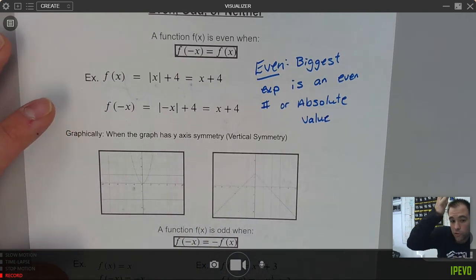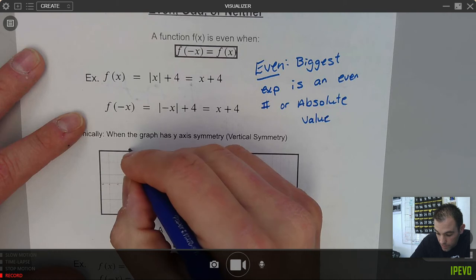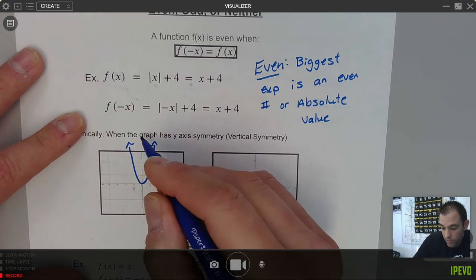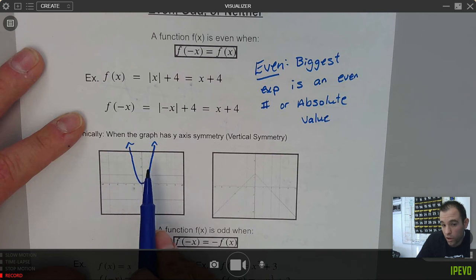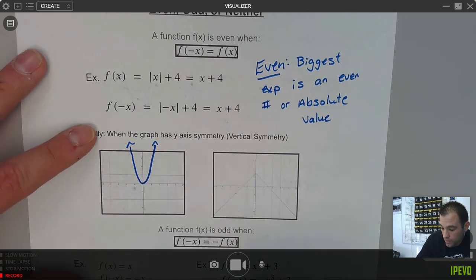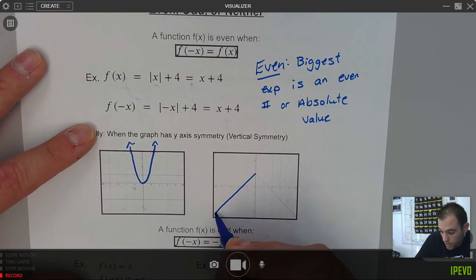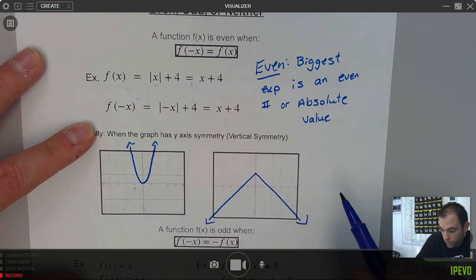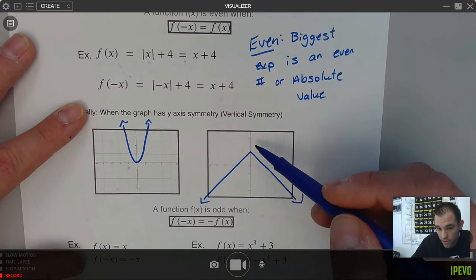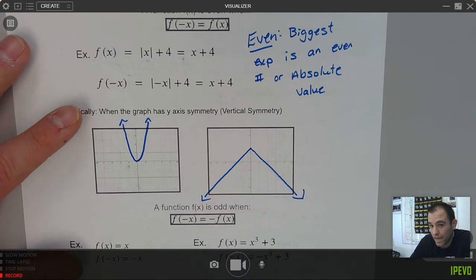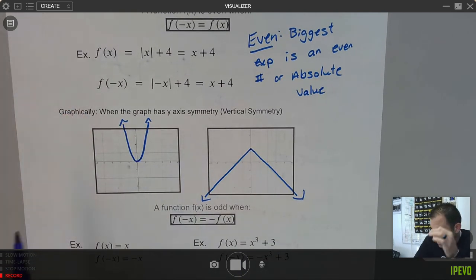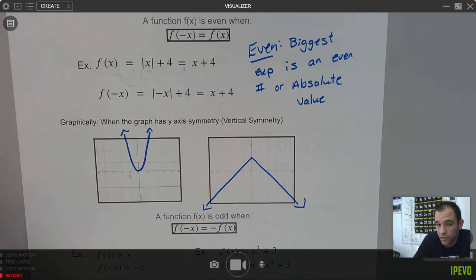So basically, if you drew a line right down the middle, like here's the graph for this one, it would be the same on the left and the right. So we know that this function is even. Same thing over here. I know this graph is hard to see, but this is the graph of absolute value. If you drew a line right down the middle, it would be the same on the left and the right. So that's how we know that something is an even function, because it's going to be equal on left and right. Okay? You can figure this out algebraically as well.